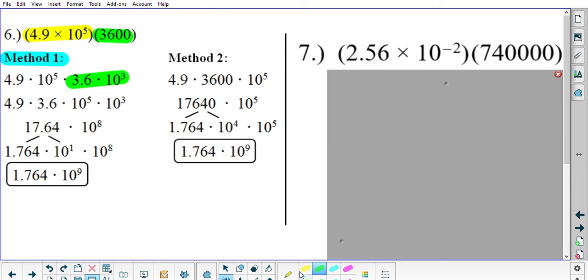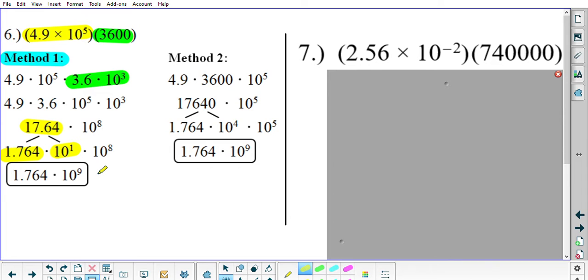4.9 times 3.6 would give you 17.64. And 10 to the 5th times 10 to the 3rd is 10 to the 8th. But, as I was about to say, 17.64 is not in scientific notation. So that has to become 1.764 times 10 to the 1st, and then 10 to the 1st times 10 to the 8th gives you 10 to the 9th. And then finally, you have an answer in scientific notation.